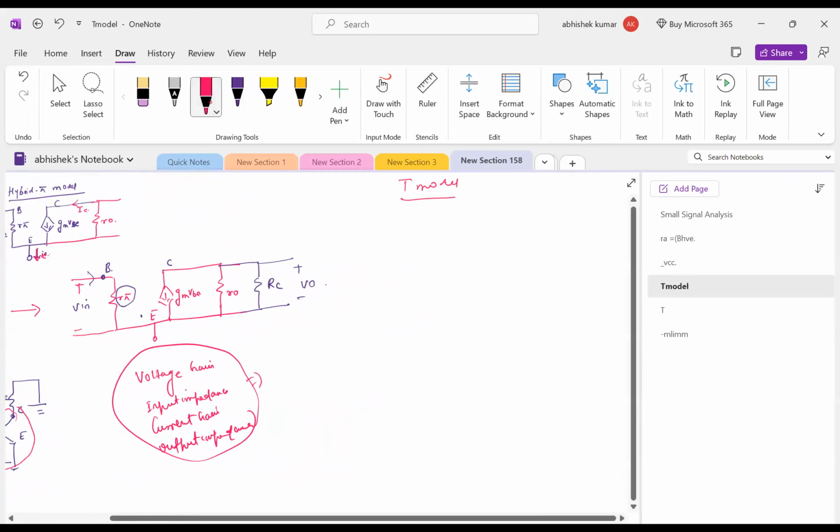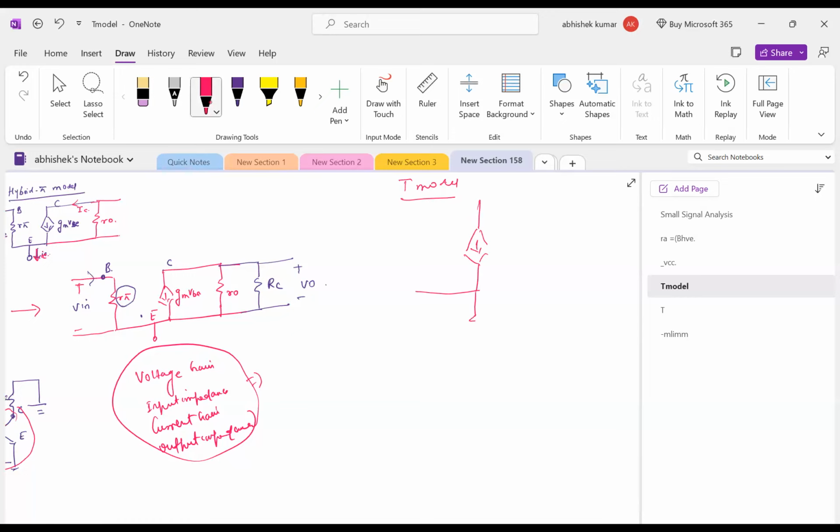How does the T model look? In the T model, we have one current source. After that, we have one resistor that is known as RE. This is the emitter, this is your base, and this is your collector. From here your IC is coming, from here your IB is coming. This is your VBE, and this is your gm VBE. And this is RE.